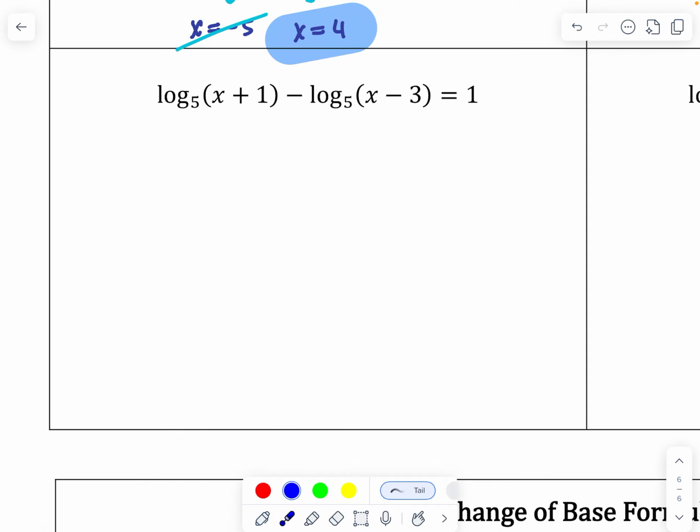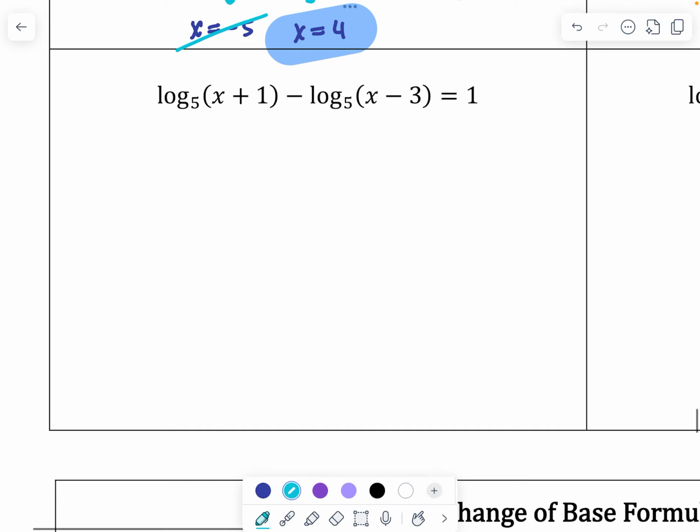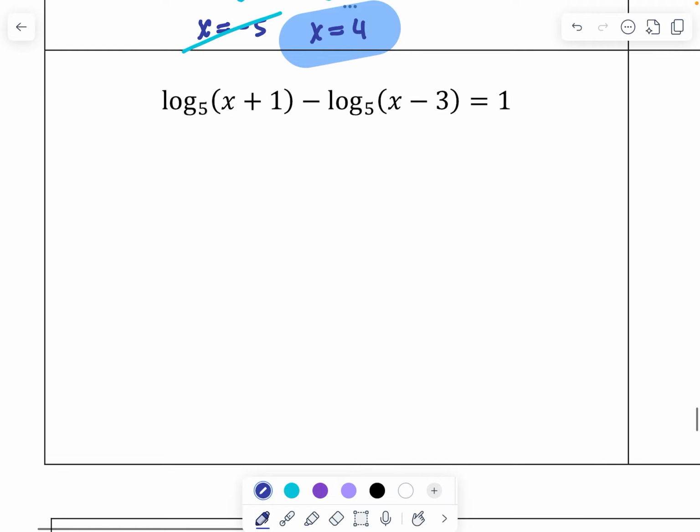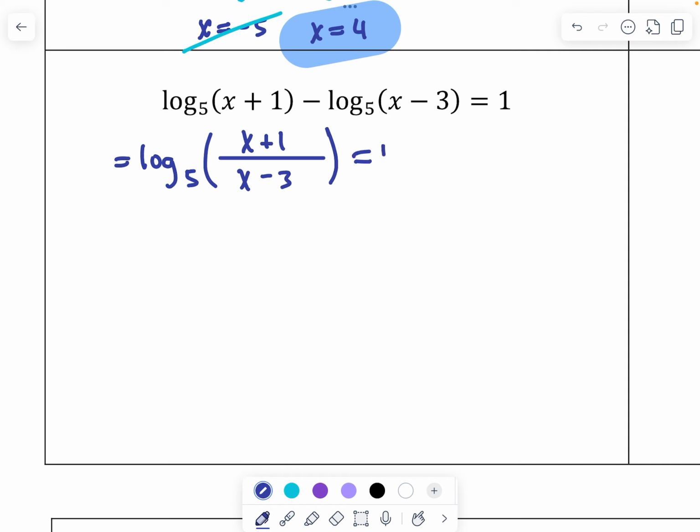Okay, here, similar situation, but we have a minus this time, so we are going to turn this into division inside the logarithm. So we have log base 5 of x plus 1 over x minus 3 equals 1. And then I'm going to change this to the corresponding exponential equation, which would be x plus 1 over x minus 3 equals 5 to the first power.